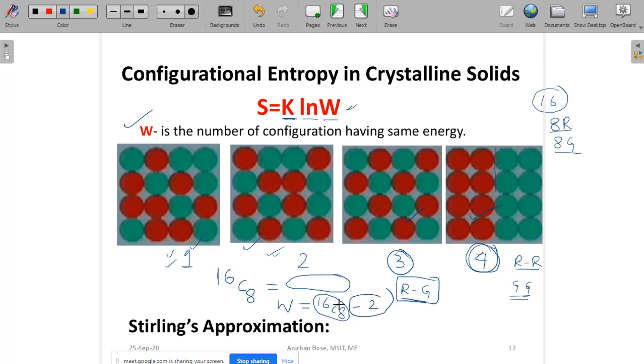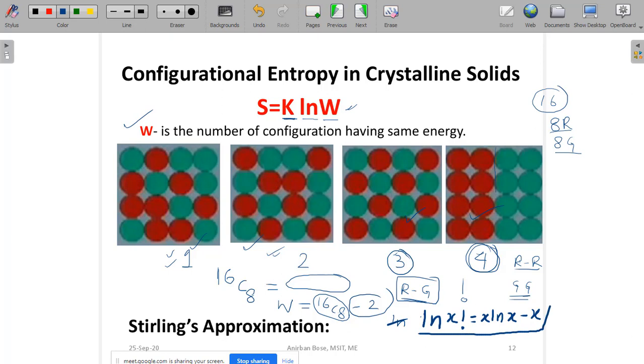Now for this kind of calculation, it is very clear that for 16C8 a factorial term is going to come, and that is why Stirling's approximation might help you for mathematical simplicity. You just remember that ln x factorial is equal to x ln x minus x.